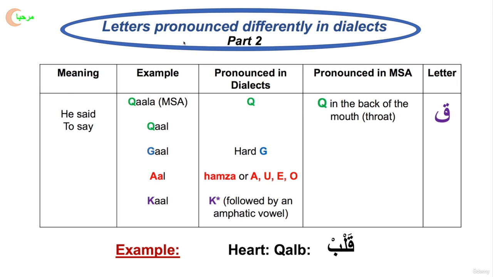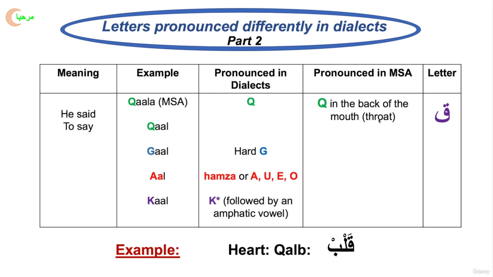Ready? Yalla, let's go. So the letter that we see here is the letter qaf, qaf, and it makes the sound q, q, which is similar to a Q, but pronounced in the back of the throat. It's not 100%, but very similar.